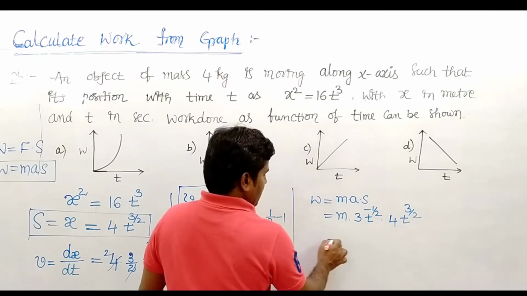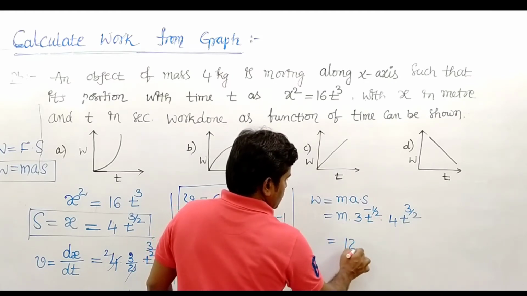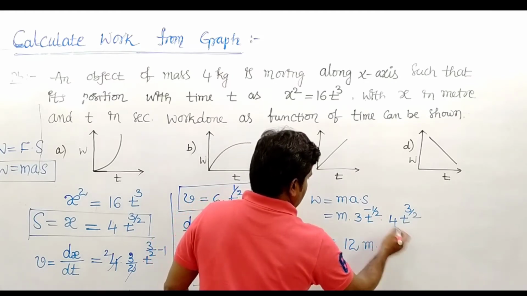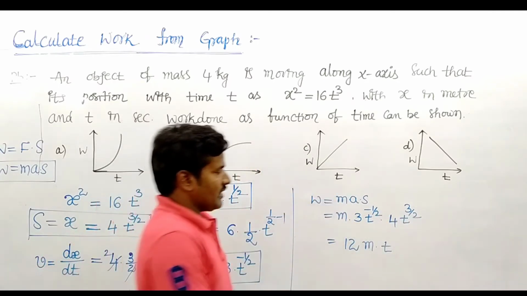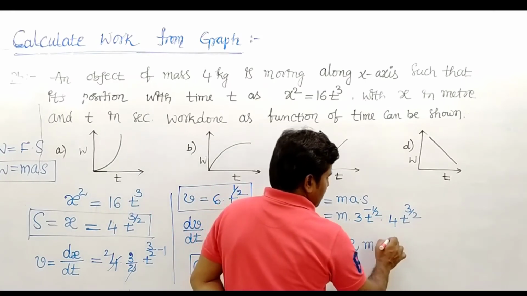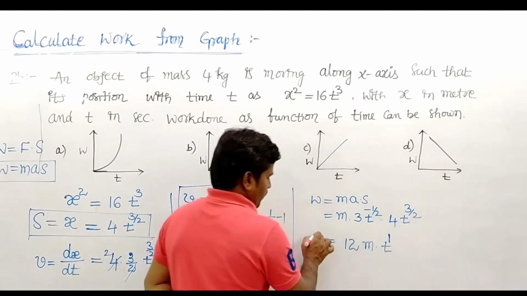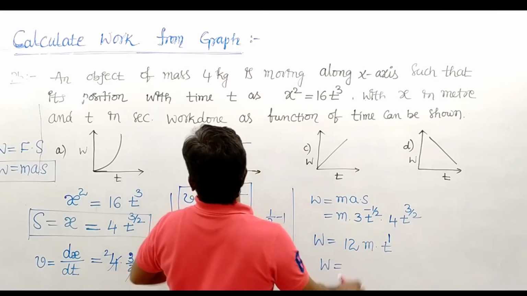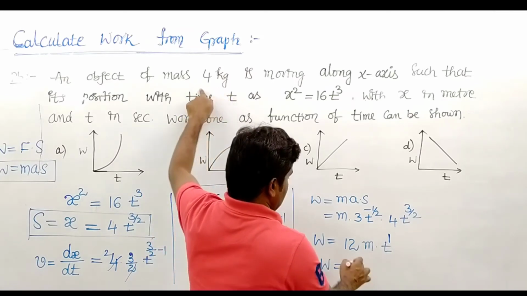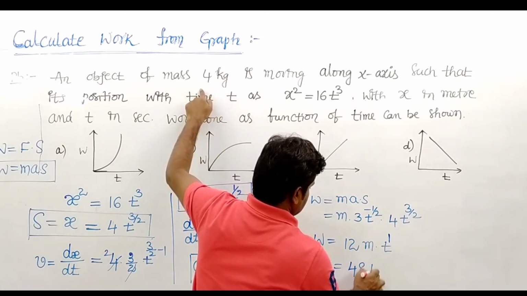Then the final is 12m t power minus half plus 3 by 2. Minus half plus 3 by 2, its value is t power 1. Work done is equal to 12 into mass, which is given as 4 kg. It is 48t.